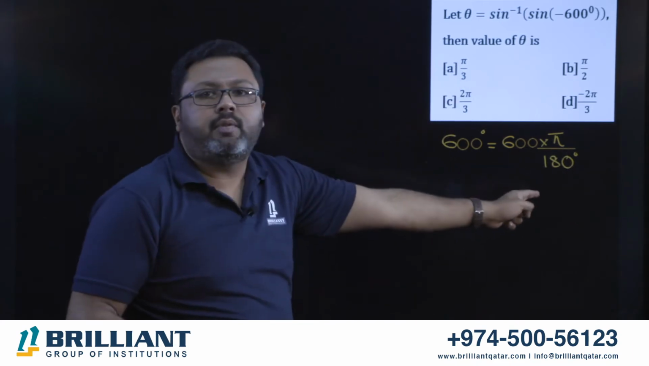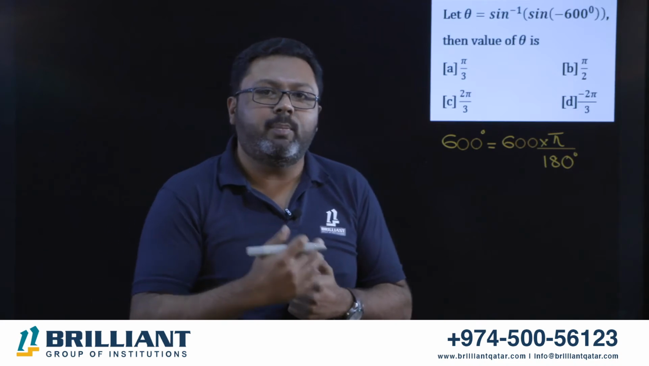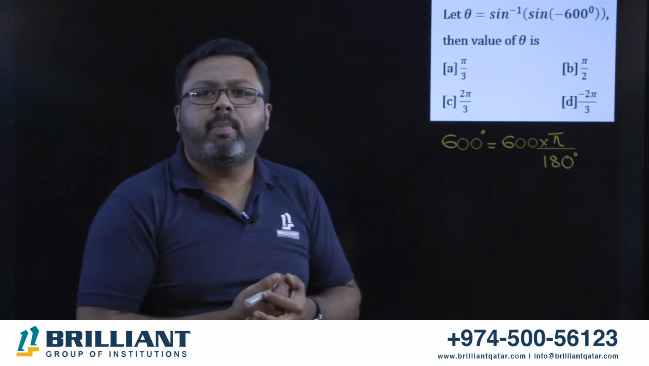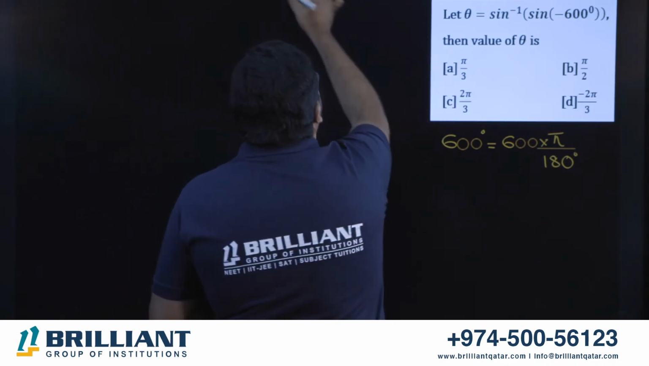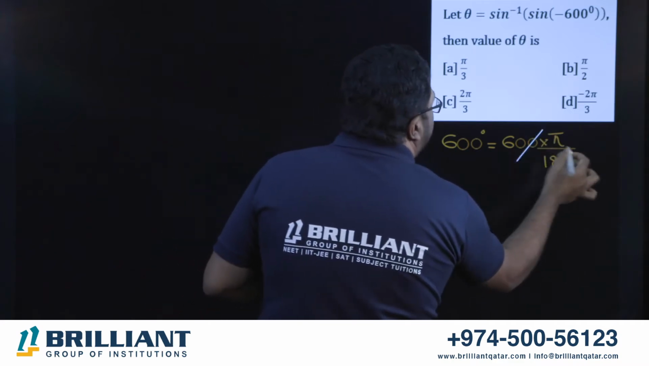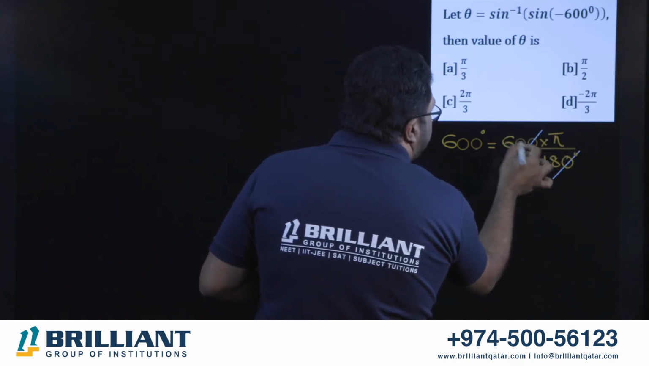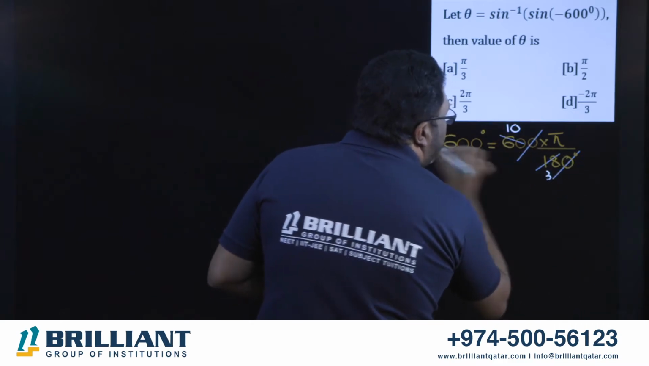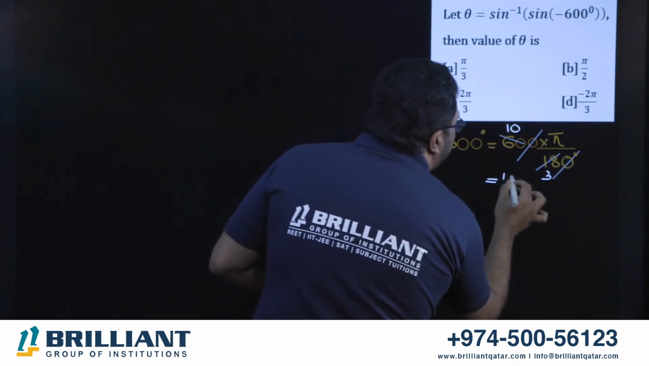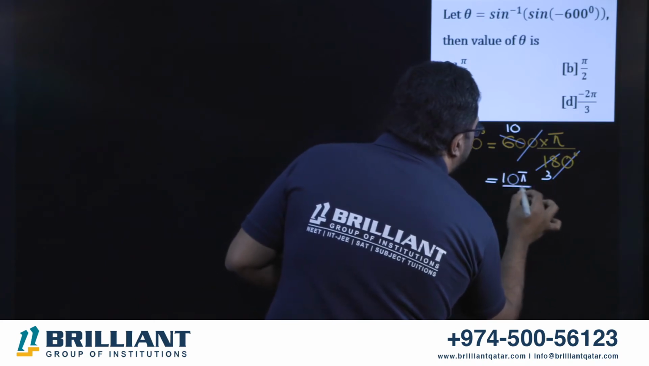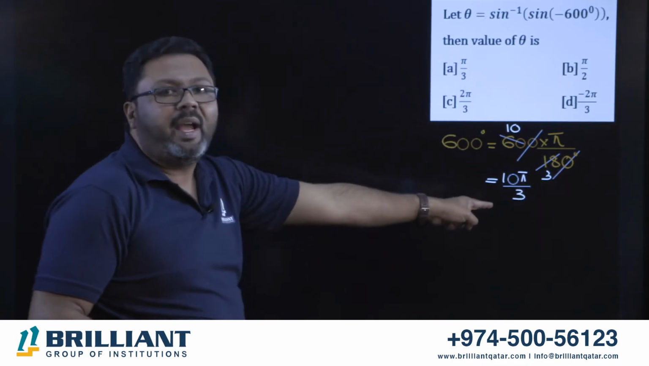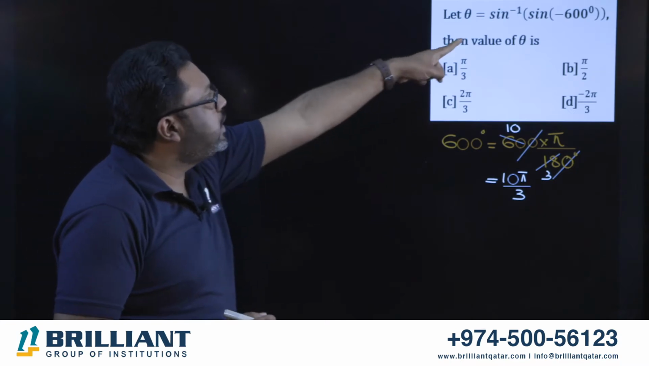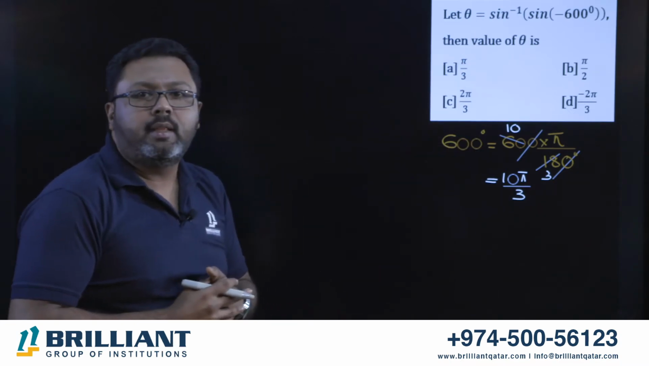This is an 11th standard concept of trigonometry. How to convert a degree measure to radian measure? Simply multiply by pi by 180. Simplify it, all of you. You get 6 tens are 60, 6 threes are 18. So your answer is 10 pi by 3. So your 600 degrees is 10 pi by 3.